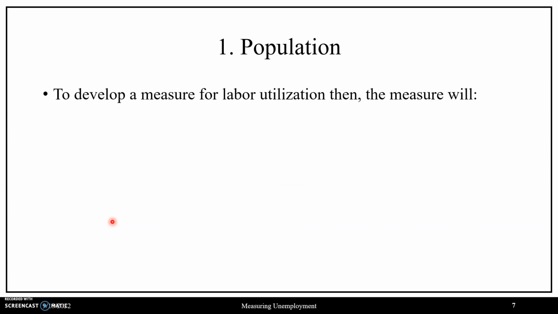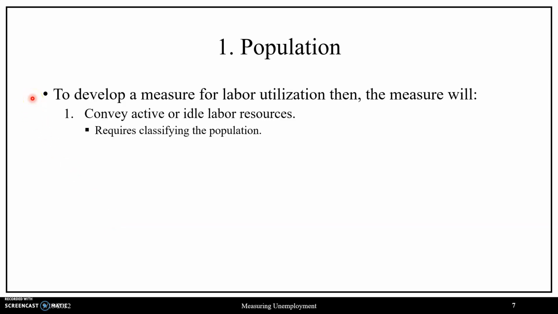With this in mind then, to develop a measure for labor utilization, this measure should do two things for us. The first is that it should convey active or idle labor resources to us, which means first we need to understand what is the difference between active and idle labor resources, which means knowing what a labor resource in an economy is, as well as classifying portions of the population with respect to being a labor resource or not. And the second thing this measure should do is it should allow for comparisons, where in our discussion of GDP, we know that this means requiring a common unit.